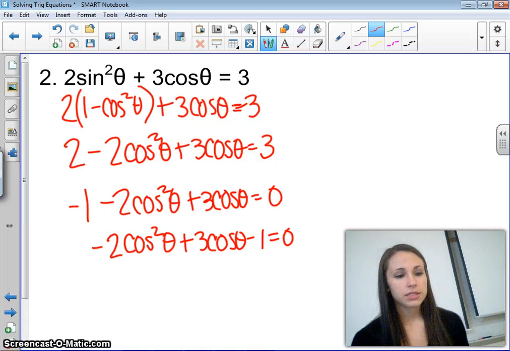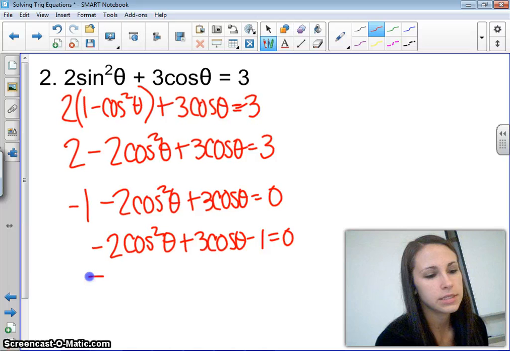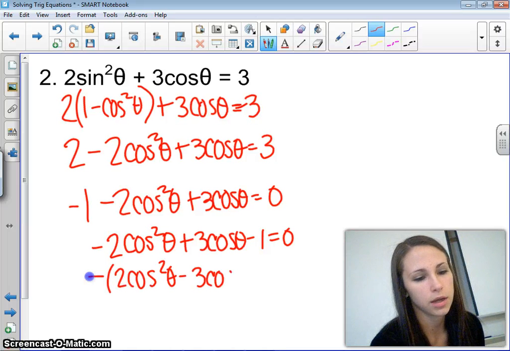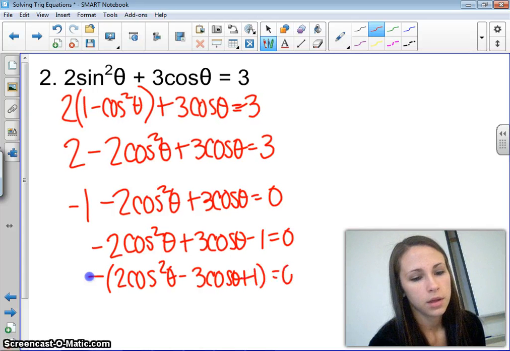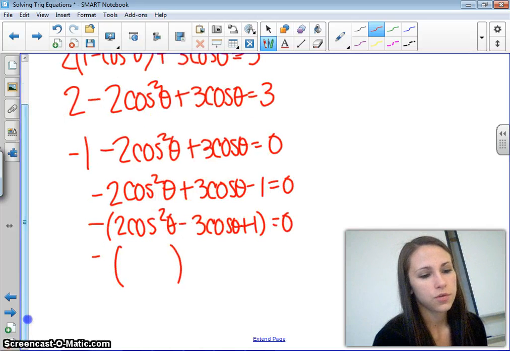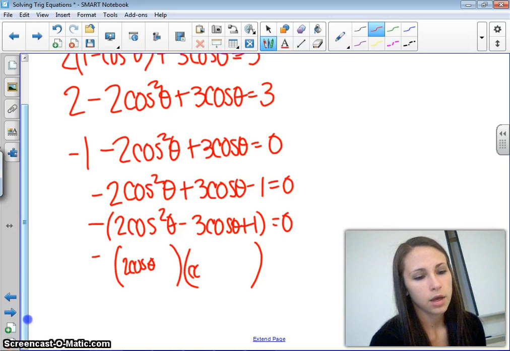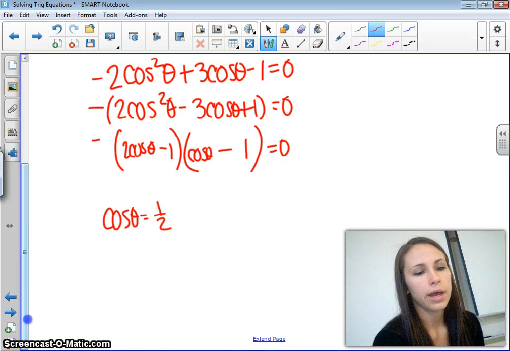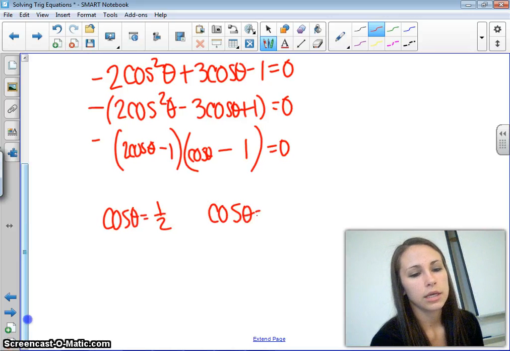Alright, so next I'm going to factor out this negative, so I can factor. So this is going to be 2 cosine squared minus 3 cosine plus 1 equals 0. And so when I backwards FOIL this, this is going to be 2 cosine and cosine, 1 and 1, and both will have to be minus. And so now when I solve these, I'm just going to set 2 cosine minus 1 equals 0. So that's going to be cosine equals 1/2. And this one, cosine equals 1.